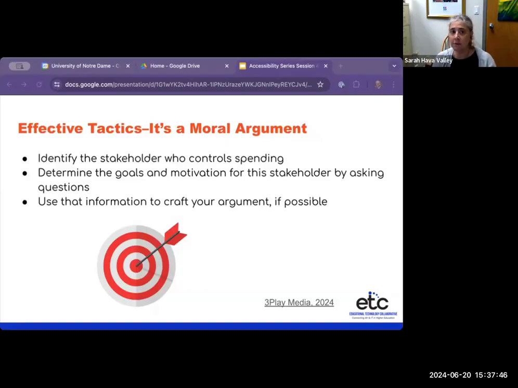Or if someone's really about student experience, right? Explain how many people need and use these tools and benefit from these tools that are students, right? Or even faculty experience. There are a certain number of faculty members that need accommodations and access just like students. So if it's possible, try and craft that into your argument, into your discussion, right?